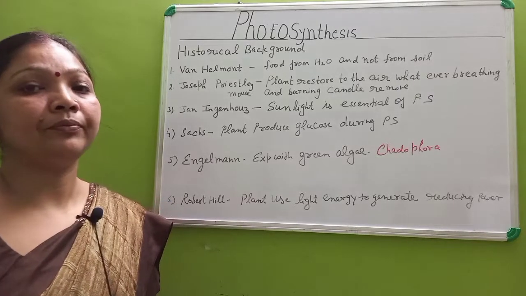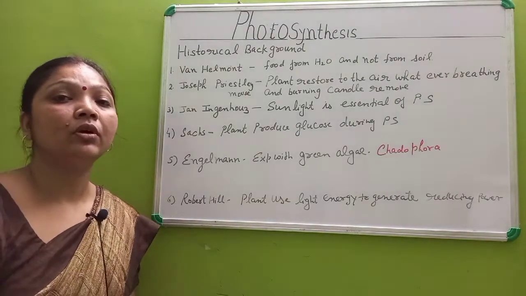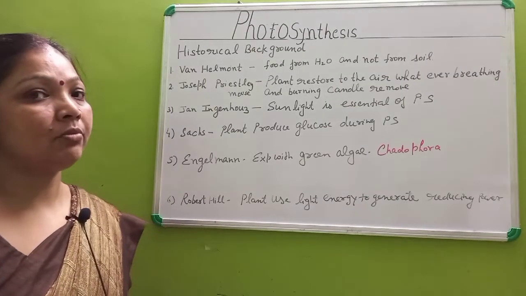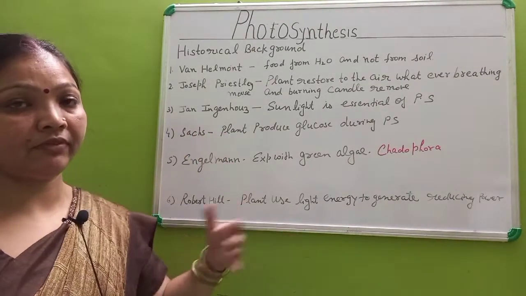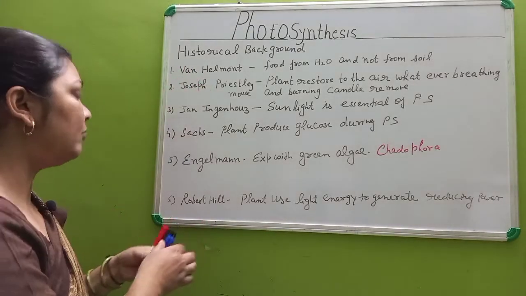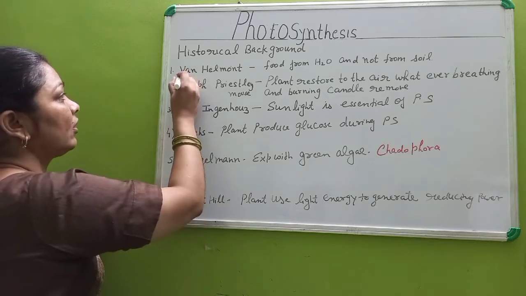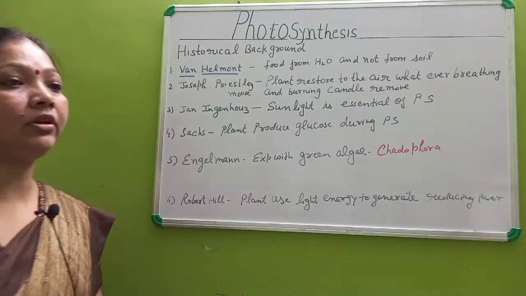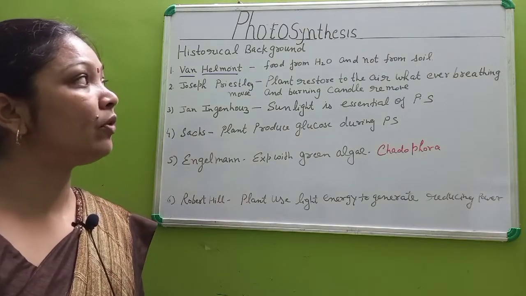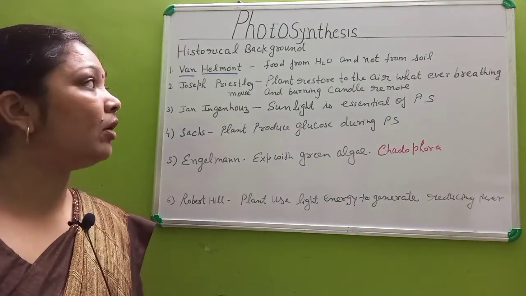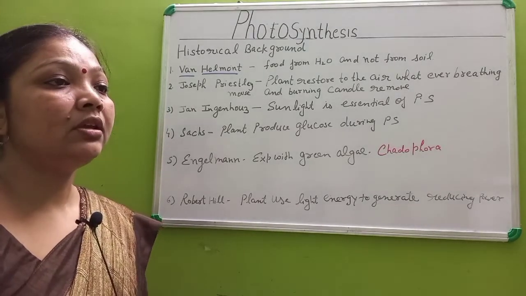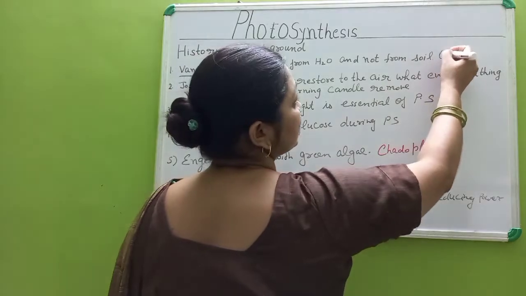There were many scientists who worked on the process of photosynthesis, and I am giving some of them as examples. The first one is Van Helmont, and he said that plants get food from water and not from soil, and he performed his experiment in 1648.